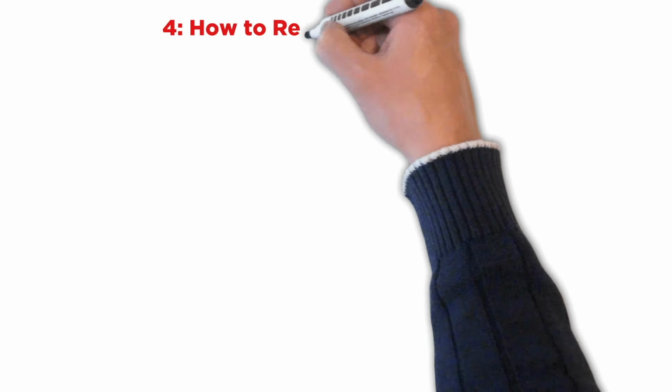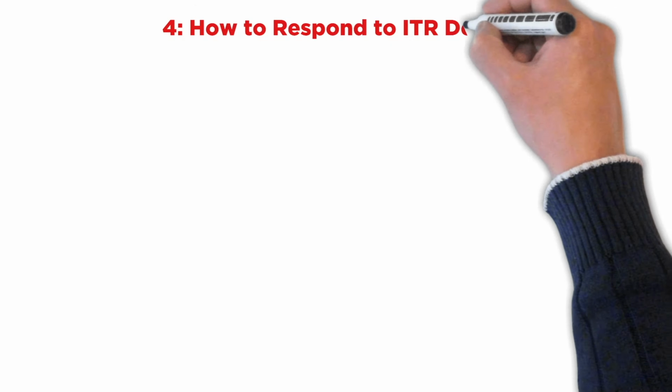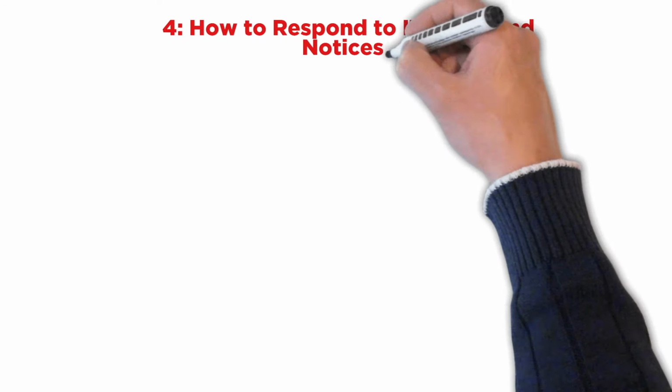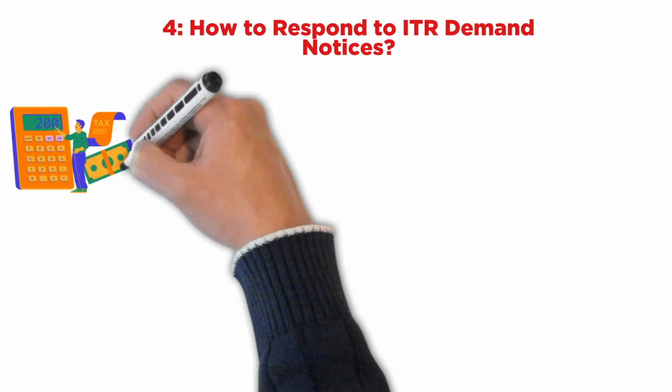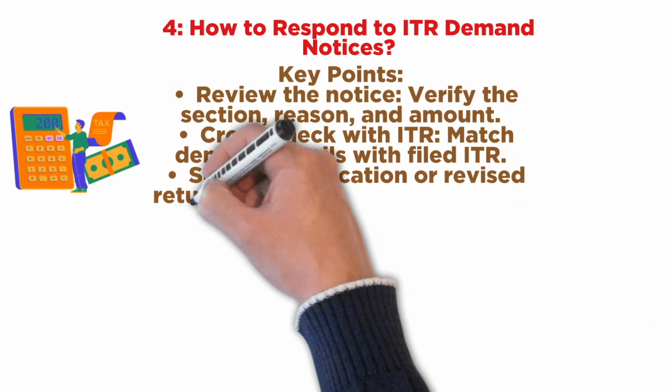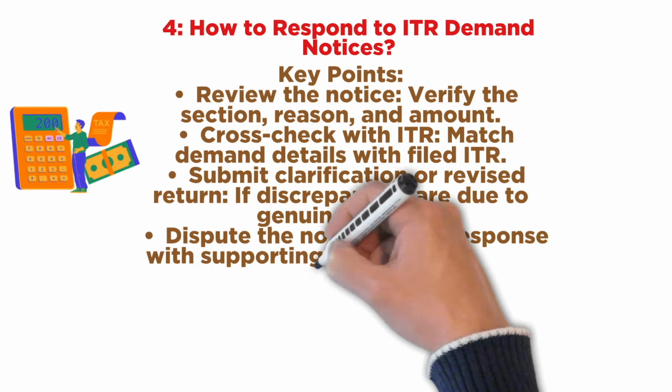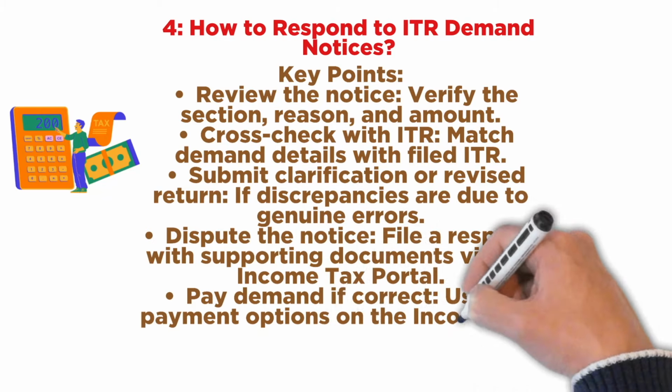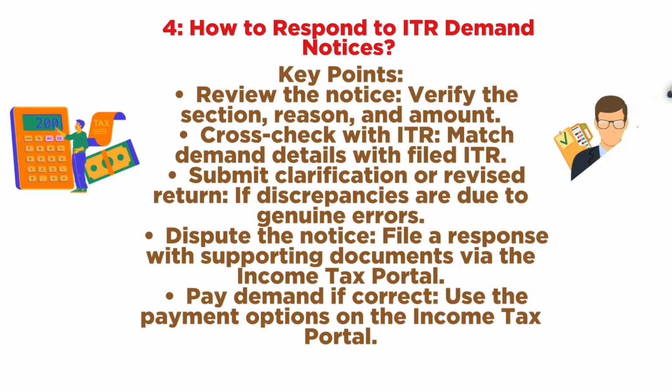Start by reviewing the notice and identifying the section it's issued under. Cross-check with your ITR to verify the correctness of the claim. If there's an error on your part, submit a rectified return. For unjust claims, you can dispute the demand by providing evidence through the tax portal.